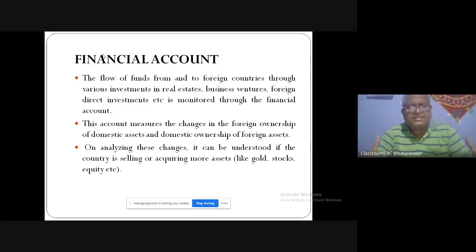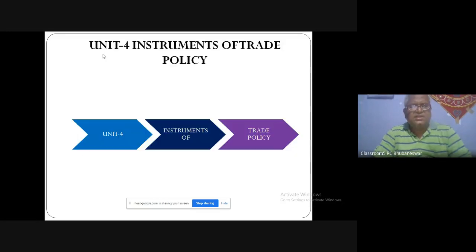When you prepare the financial account statement, you do not put only business ventures or foreign direct investment, how foreign investment can build up. Apart from these, there are gold, stocks, and equity. It means which country holds more gold, or more stock or equity market investment. That is also a financial strength of a particular country. My dear students, this is the overall concept of the balance of payment.